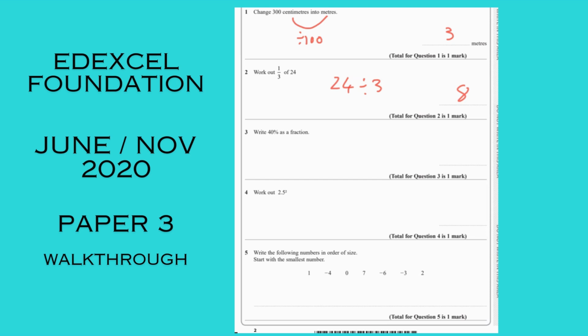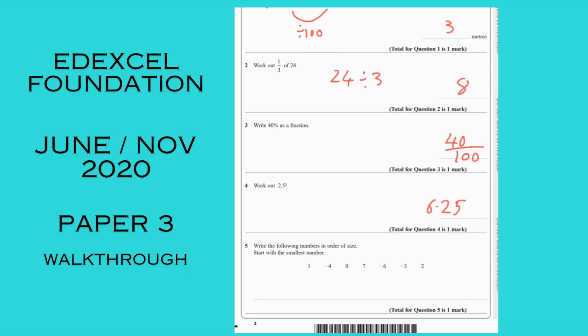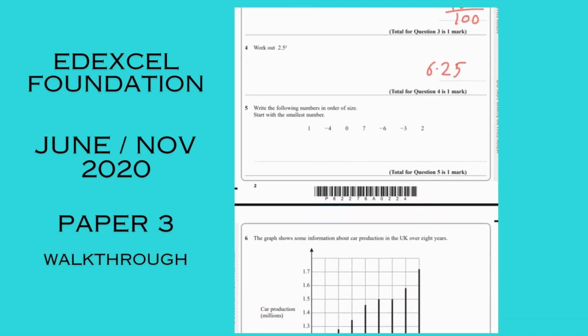Right, 40% as a fraction. Percent does mean out of 100. It does not ask you to simplify, so why bother? Number 4 just means, do you know where your squared button is on your calculator? 2.5 times 2.5 is 6.25.